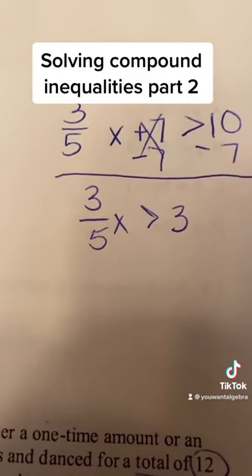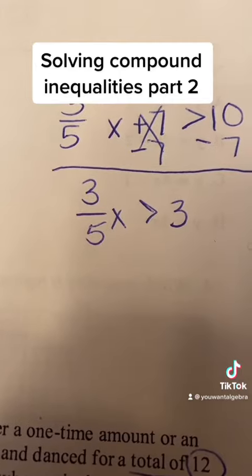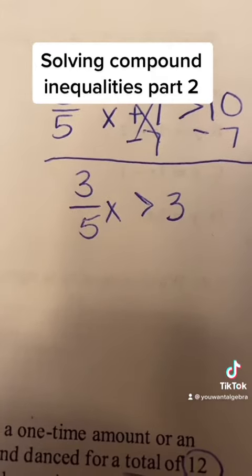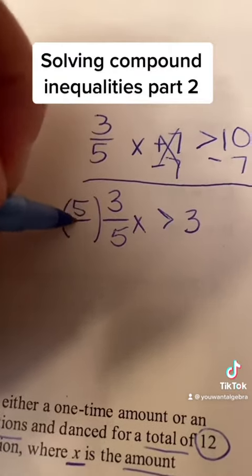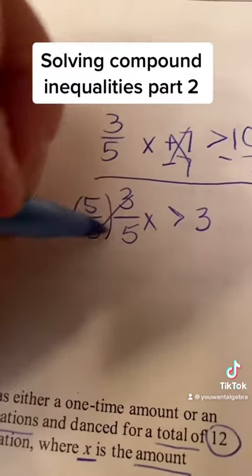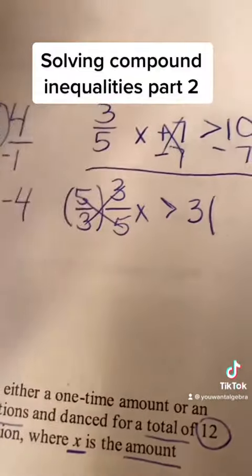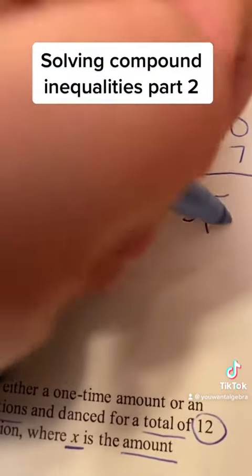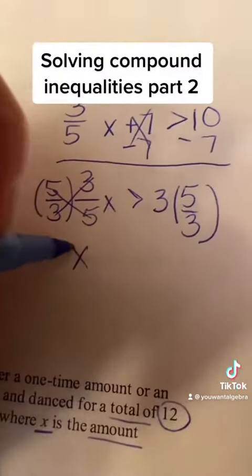Now again, if you are trying to get rid of a fraction next to an x or any kind of variable, you multiply it by its reciprocal. So I'm going to multiply both sides by 5 over 3, because those are going to then cross out, and that's going to make my number 1 in front of x. And so if I do 5/3 there, I'm going to do 5/3 over here on this side. So x is now all by itself.